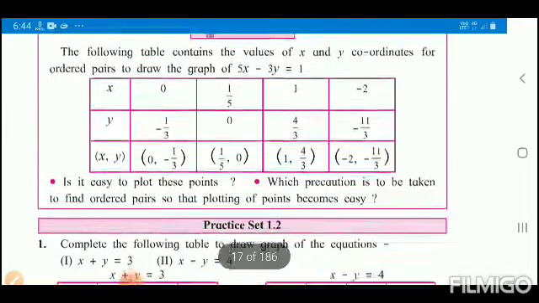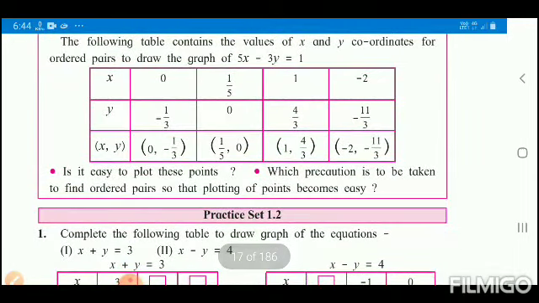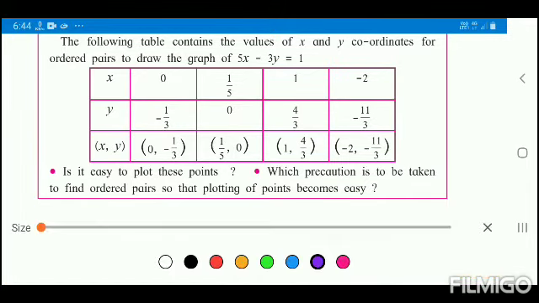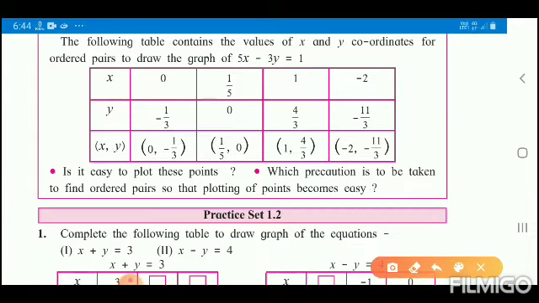Now if you see here, you can draw the second point, that is 1 upon 5. You can convert it into a decimal, look, you know it: 1 upon 5 means 1 divided by 5, which is 0.2.